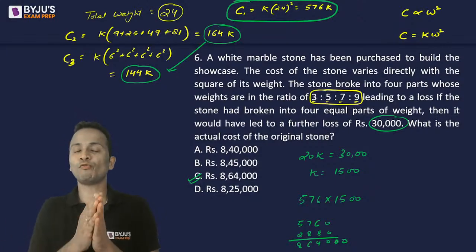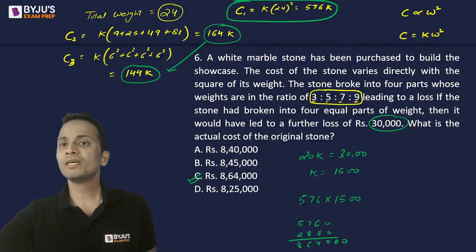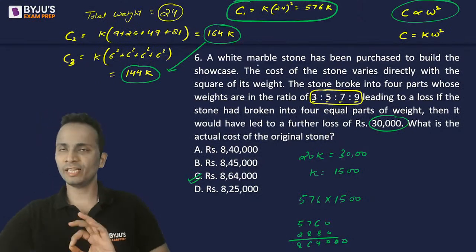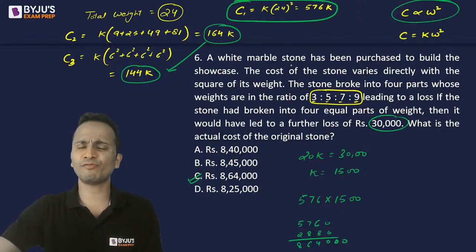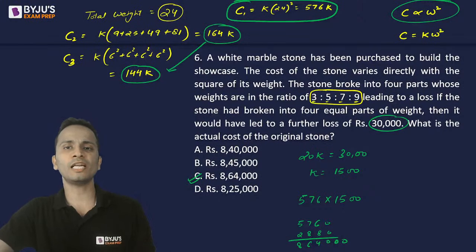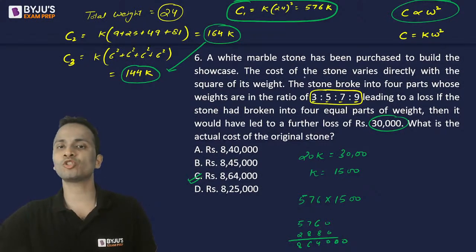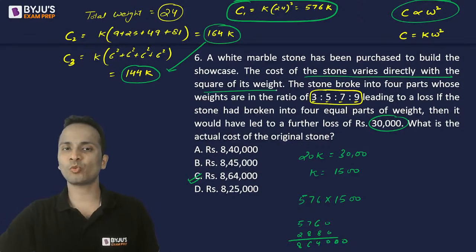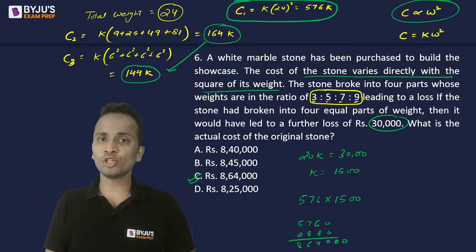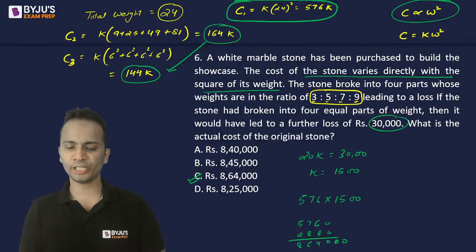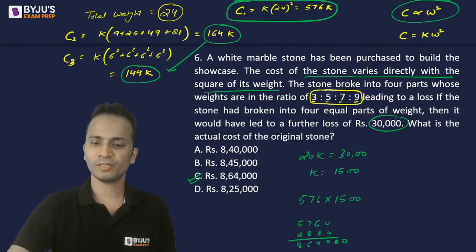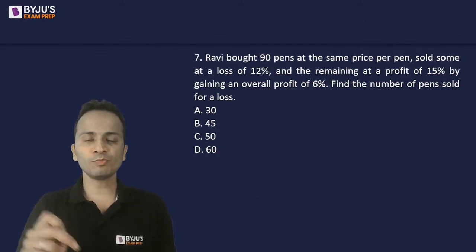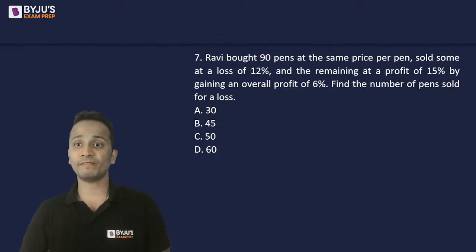Zilani, there is no formula that I have used. This relation was given in the question, so this is not a set formula. The cost of the stone varies directly with the square of the weight. So I have not used any formula, just the relation that is given in the question. All right. Let's move on and look at the next one, question number 7.